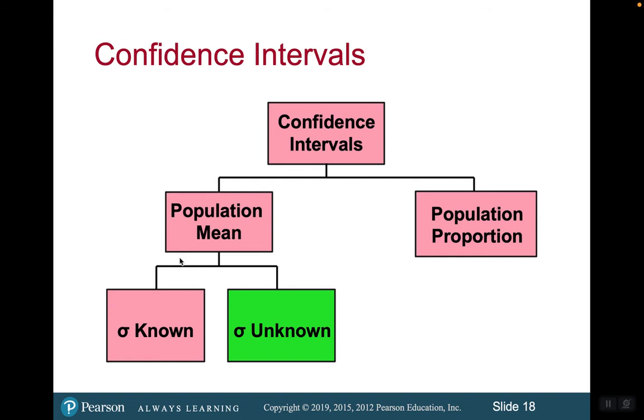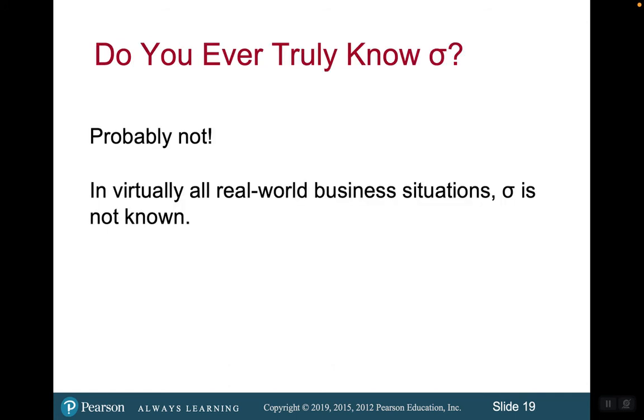Right. Now, what we talked about is this idea of, okay, if we know the standard deviation, that's the approach we would take. However, for the most part, the question is, how many times are we going to know what the standard deviation is? Right, so let's look at that situation. Do we really ever know what the standard deviation is? And the answer is probably not. In the real world, we usually don't have that type of information at our disposal.